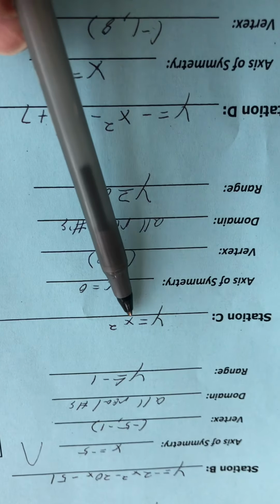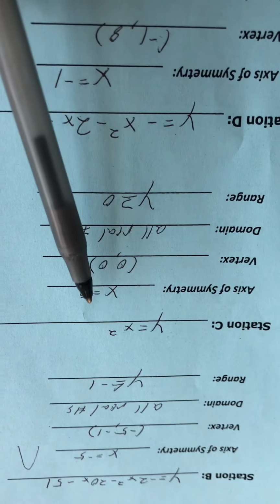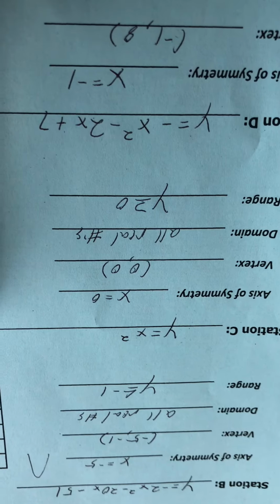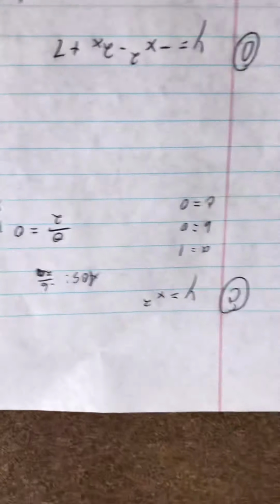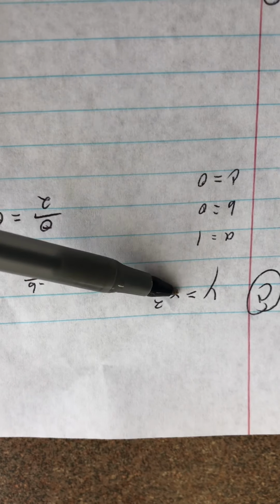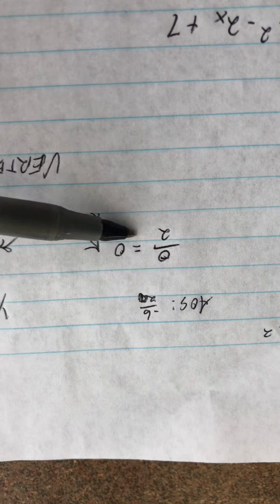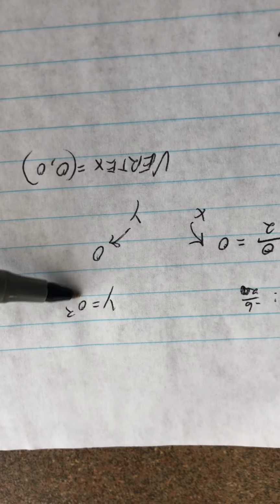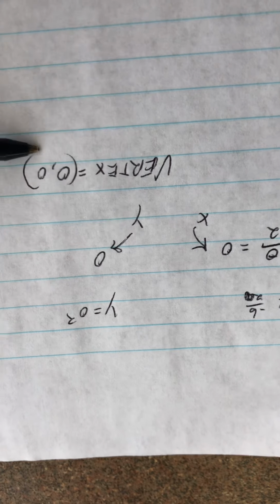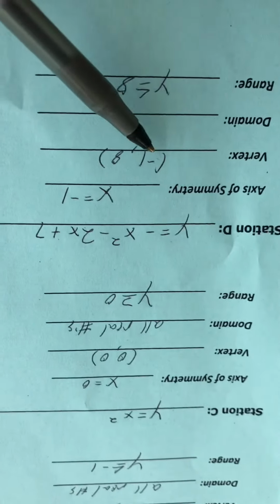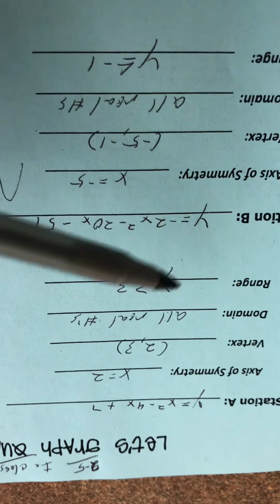c ends up being, when you have this, it's just going to end up being 0. How does that happen? Well, your a is going to be 1. You don't have anything for b. You don't have anything for c, so 0, 0. So it ends up being 0. When you plug 0 in, y ends up being 0. So the vertex is (0, 0).